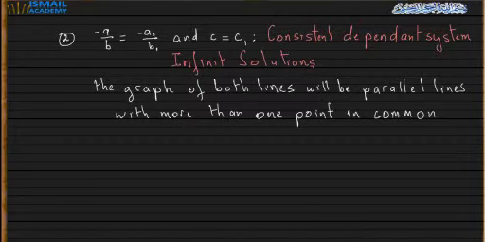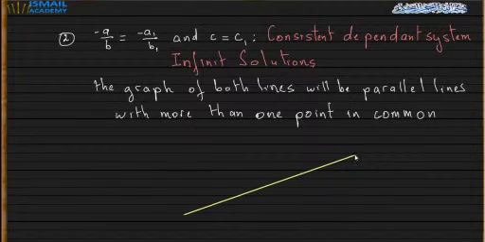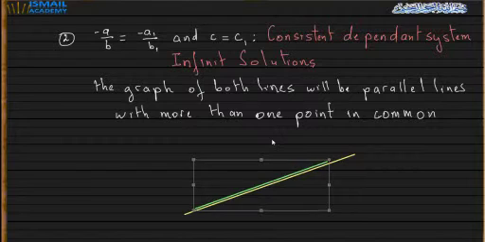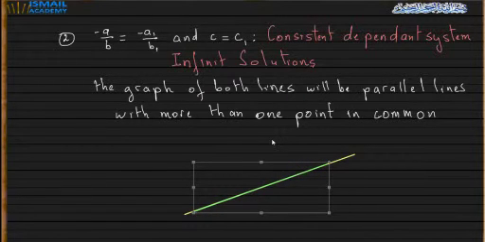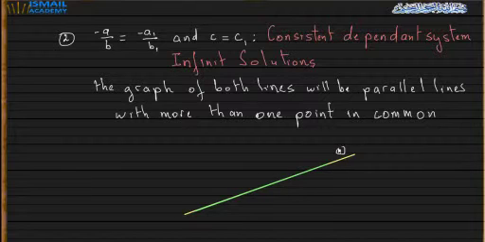What do we have? We have a line, and the second line is going to be just above it, like you see now. The first line is the yellow line, and the second line is the green one. So you see, this is the case when the slopes are equal and the y-intercepts are equal. So this is for a consistent dependent system.